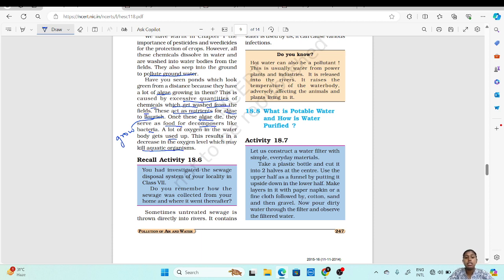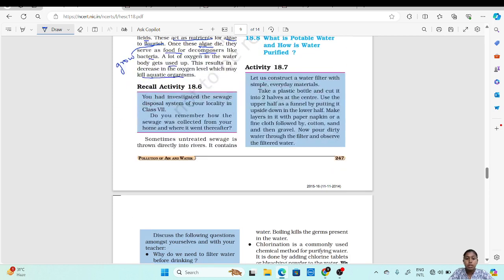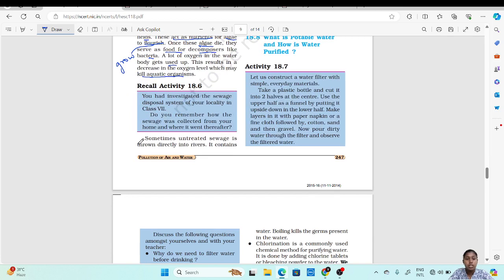So hence there is a lot of danger for the aquatic organisms. If there is a lot of algae, once these algae die, they will be fed upon by the bacteria. Now these bacteria will utilize a lot of oxygen, which will decrease the oxygen level in the river, which will kill the aquatic organisms. So sometimes untreated sewage is thrown directly into the river.